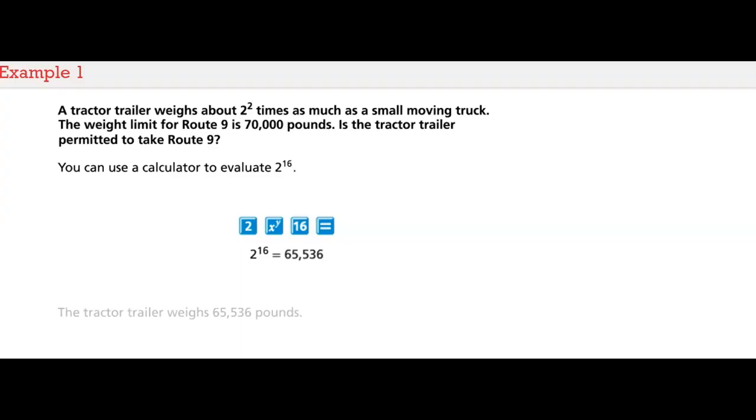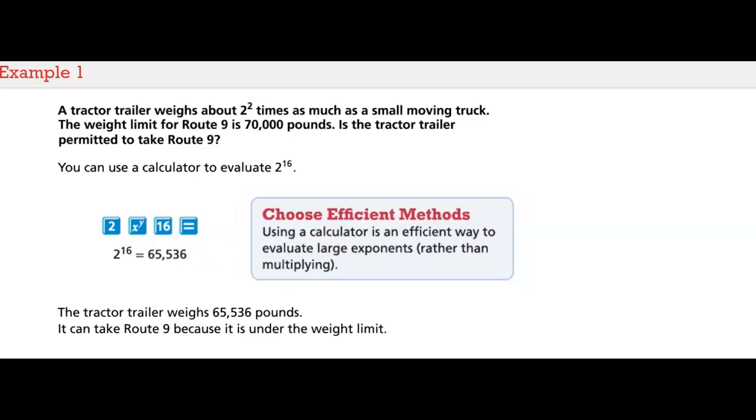65,536. The tractor-trailer weighs 65,536 pounds. It can take Route 9 because it is under the weight limit. Using a calculator is an efficient way to evaluate large exponents rather than multiplying.